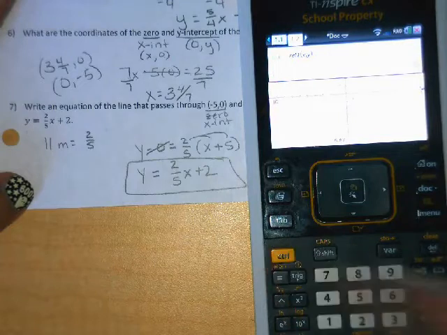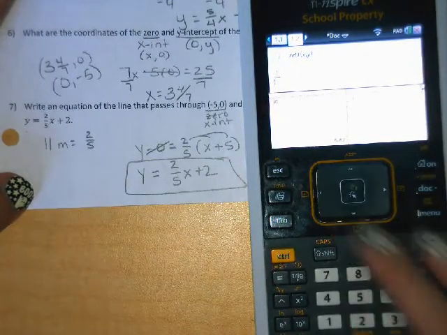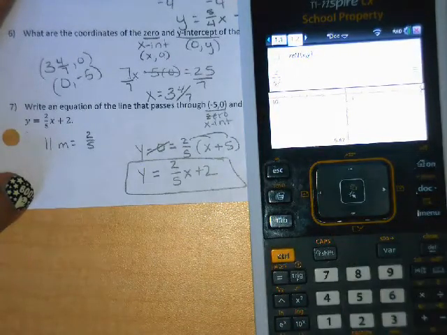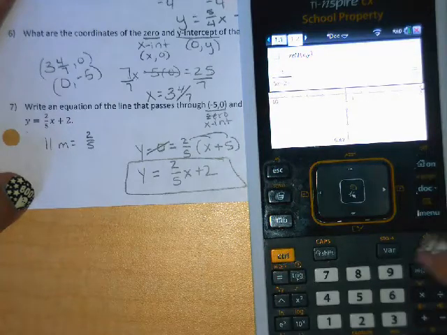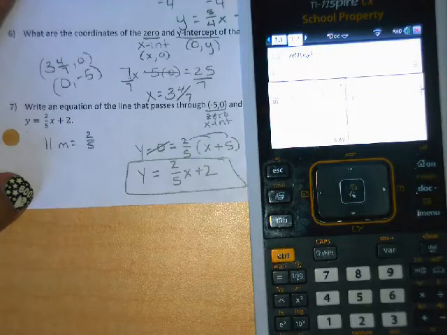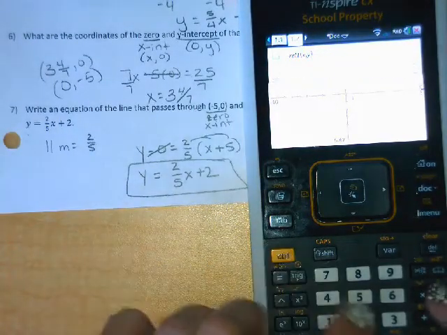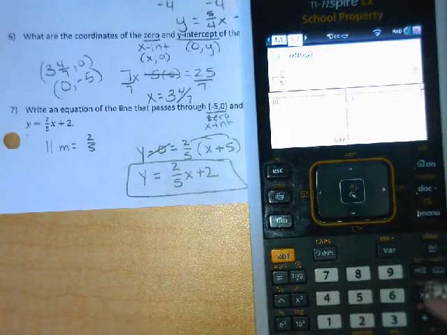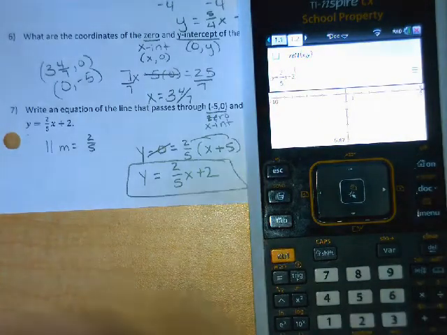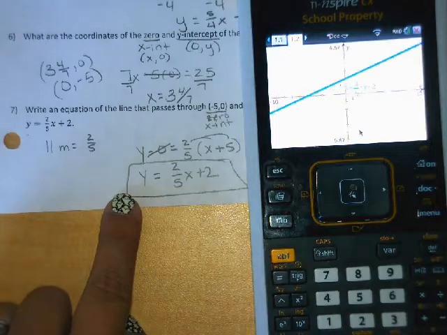So 2/5 x plus 2, I'm just going to put my equals y on the end. Oh, I am not. All right, let's try that again. Y equals 2/5 x plus 2. These are actually the exact same line.